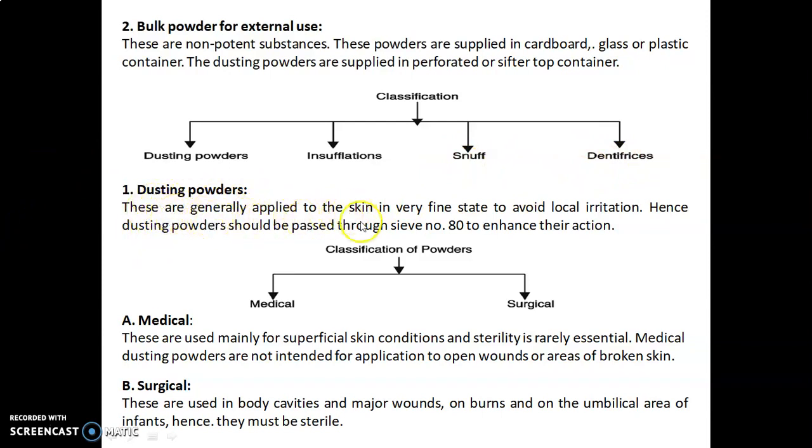These are generally applied to the skin in a very fine state to avoid local irritation. Hence, the dusting powders should be passed through sieve number 80 to enhance their action. Classification of dusting powder is medical and surgical. There are two classes. We will discuss medical. These are used mainly for superficial skin conditions and sterility is rarely essential. Medical dusting powders are not intended for application to open wounds or areas of broken skin. Surgical ones are used in body cavities, major wounds, burns and on the umbilical area of infants, hence they must be sterile.